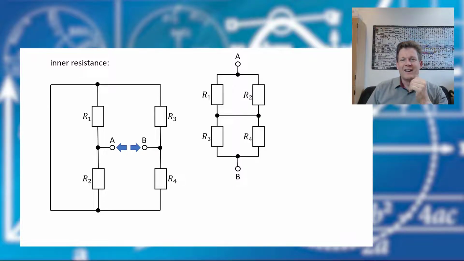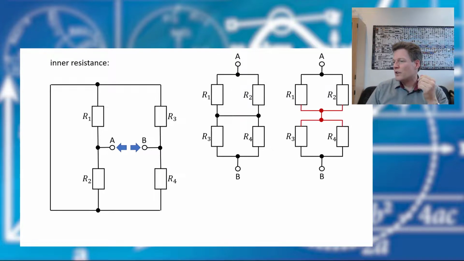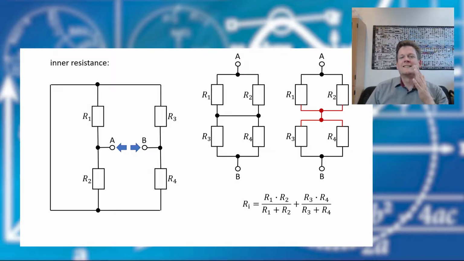And I know that students in the beginning have often difficulties with such a circuit, and therefore I will redraw it a bit. Have a look to the middle of the circuit. Everything is connected there, and therefore I could also draw it like this. And now you obviously see that we have a parallel connection of R1 and R2 in series to the parallel connection of R3 and R4.